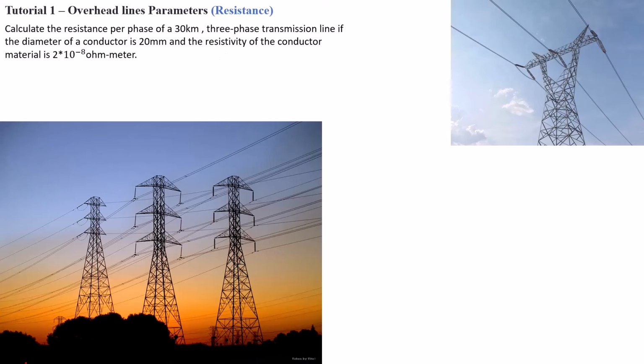Now, first things first, before you tackle this type of problem, you need to understand the problem statement. The problem statement states that we need to calculate the resistance per phase of a 30 kilometer three-phase transmission line if the diameter of a conductor is 20 millimeter and the resistivity of the conductor material is 2 times 10 to the power negative 8 ohm meter.